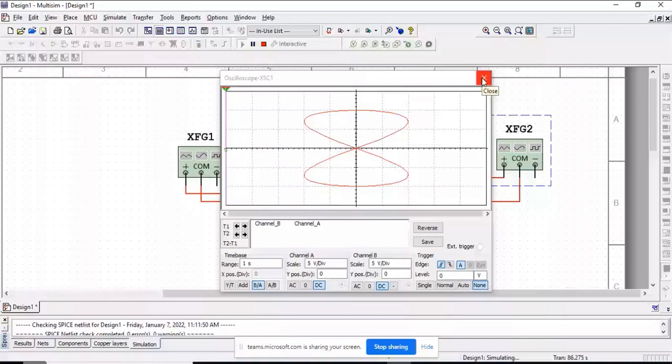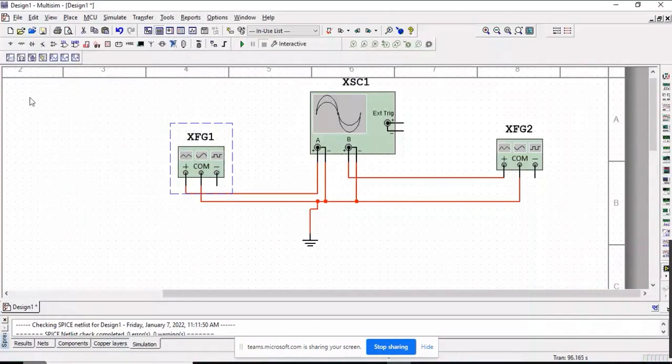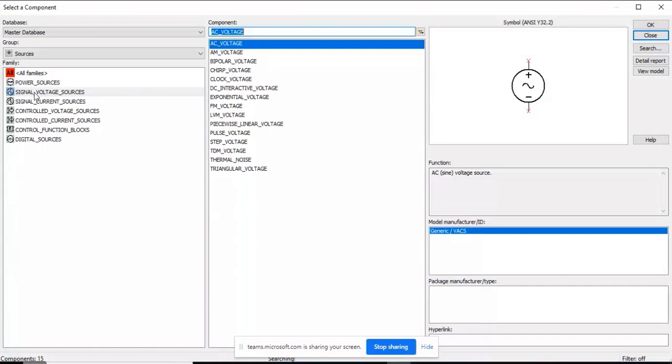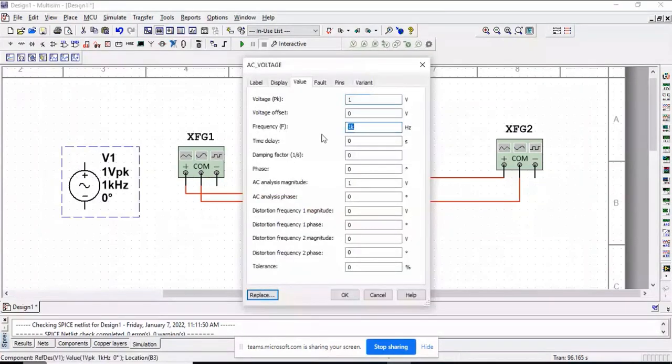You can see in the function generator there is no facility to provide the phase degree. For that purpose, you have to click on source, and in signal voltage source, you have to select AC voltage. In AC voltage, you can see by default the voltage is 1 volt peak and frequency is 1 kilohertz. So you have to keep the frequency the same. So we will keep it at 20 hertz.